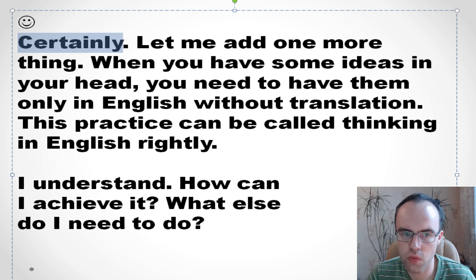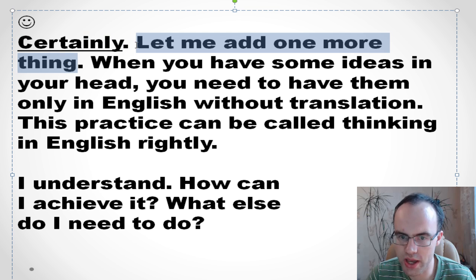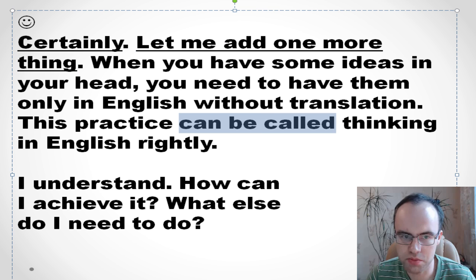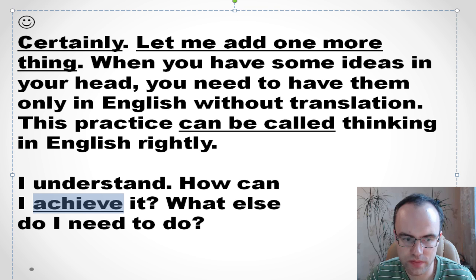Let me add one more thing. It means that I want to add one more thing. When you have some ideas in your head, you need to have them only in English, without translation. This practice can be called thinking in English rightly. But that's not all. Let me finish, okay? I understand. How can I achieve it? So how can I get it? What else do I need to do?